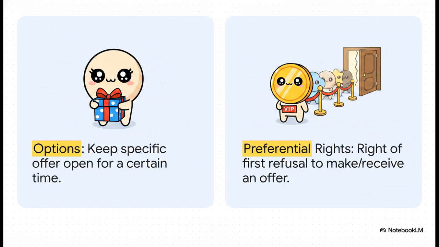A preferential right, on the other hand, is basically just a right of first refusal. The grantor isn't actually making a firm offer yet. They're just promising that if, down the line, they ever decide to sell, the holder gets the very first opportunity to make or receive an offer.